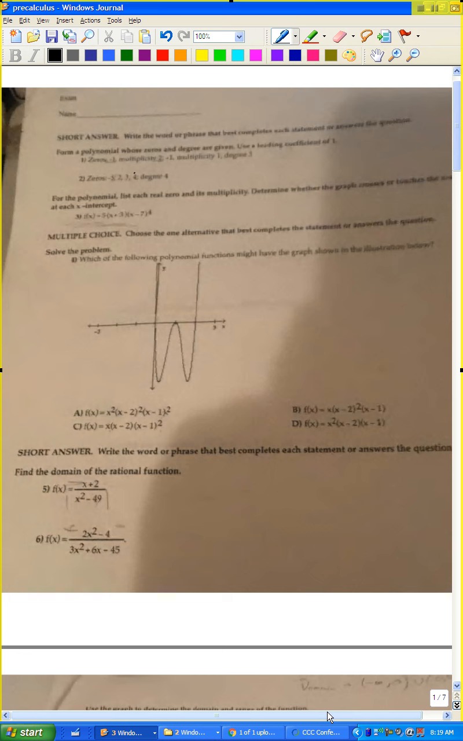Form a polynomial whose zeros and degrees are given. Use leading coefficient 1, so we want a monic polynomial. So I have a zero of -3 with multiplicity 2. So let's construct a function f of x. We have a zero of -3, and so a factor of the polynomial is just x plus 3. It has multiplicity 2, so you just square it.